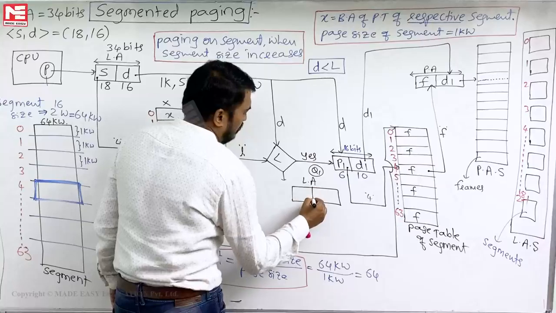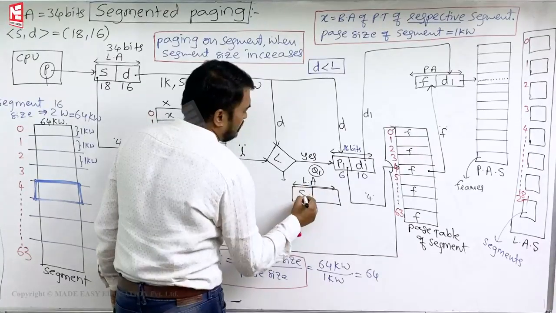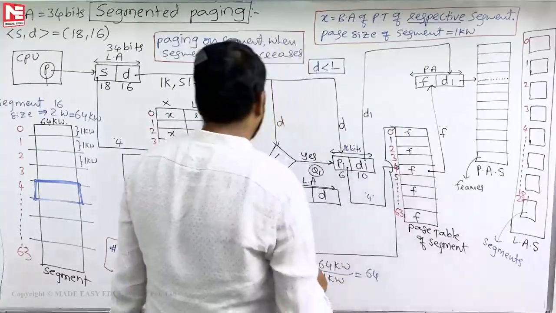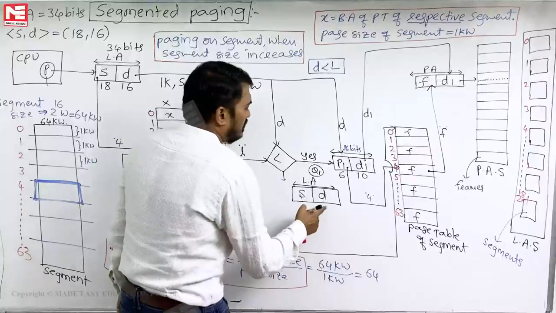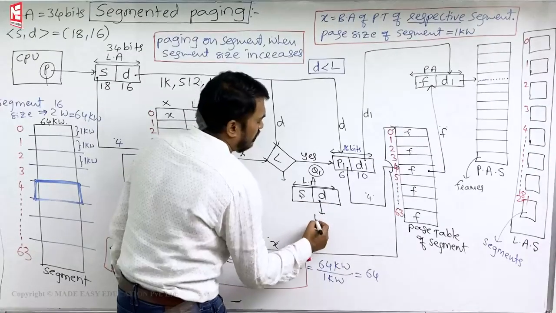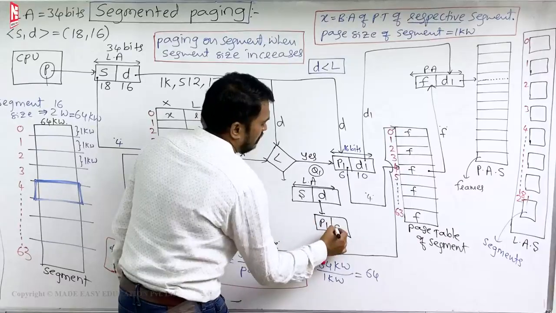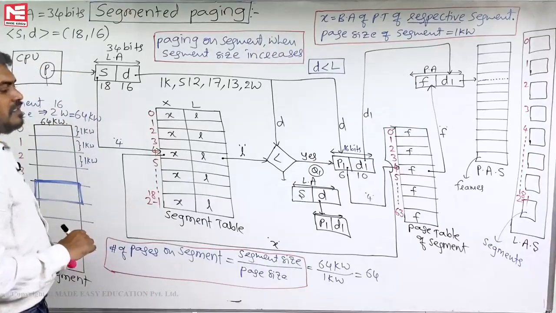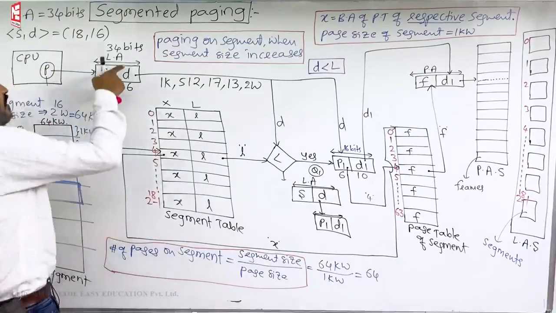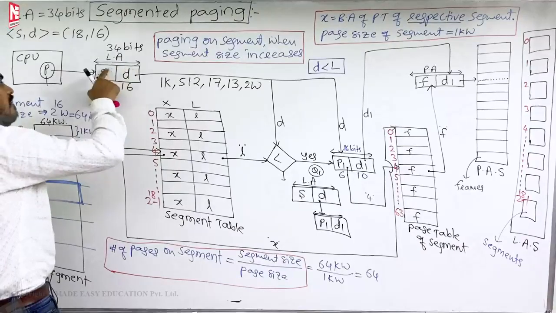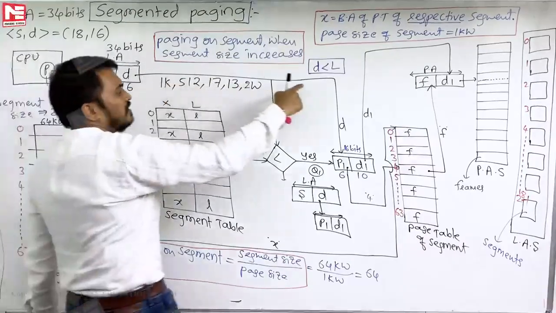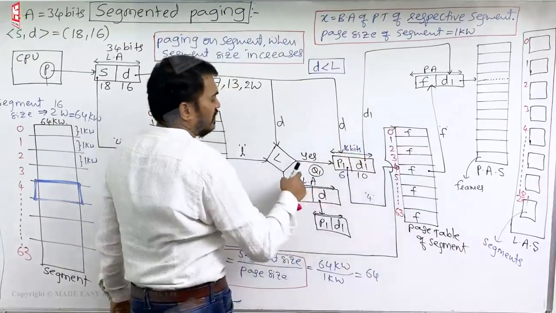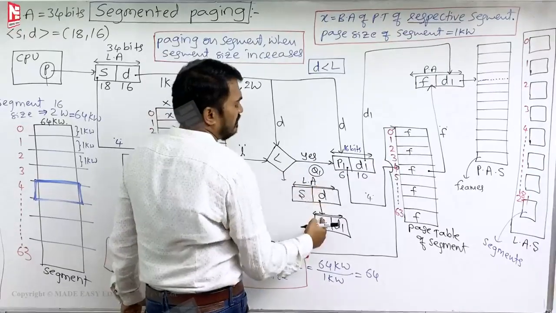I'm writing here. So the logical address is divided into S and D, and your D is further divided into what? P1 and D1. So this is the logical address. Check the diagram carefully here. Logical address divided into S and D, and D is further divided into P1 and D1.